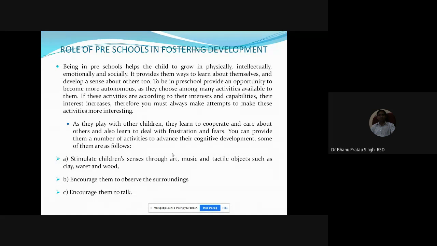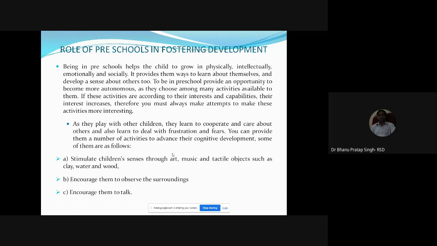If these activities are according to their interest and capabilities, their interest always increases, and therefore you must always attempt as a teacher to make these activities more interesting. As they play with other children, they learn to cooperate, care about others, and also learn to deal with frustration and fears. So, as a teacher, you can provide a number of activities to advance their cognitive, physical, intellectual, and even social development.